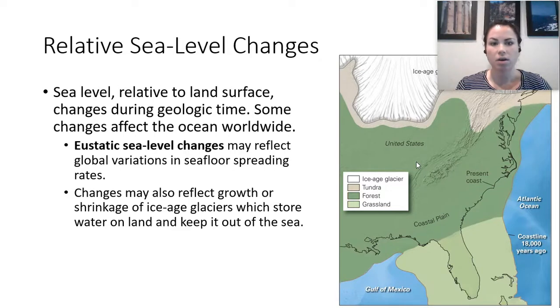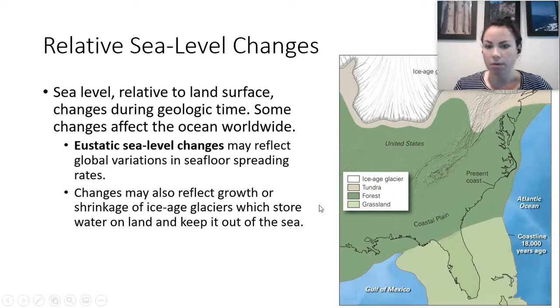Some of these changes affect the oceans worldwide, and a word that we use to describe that is eustatic sea level change. This reflects global variations in sea level spreading rates or sea level rise and fall. These changes may also reflect growth or shrinkage of ice glaciers, which store water on land and keep it out of the sea. That's one thing we're experiencing right now: we're seeing a lot of melting of these glaciers, and therefore we're seeing an influx of sea level.